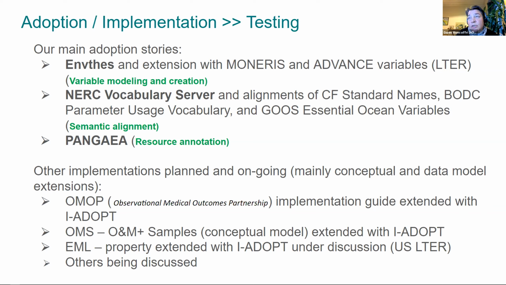Then we've got implementation within the NERD vocabulary server, and we will be working on alignments of CF standard names, BODC parameter usage vocabulary, and the Goose essential ocean variables. And this will address the use case of semantic alignment. And then Pangea will also implement the framework for resource annotation of their big environmental database and all their data sets. So there are other implementations that are planned and ongoing, but they're more informal at this stage, and some of them are under discussion.